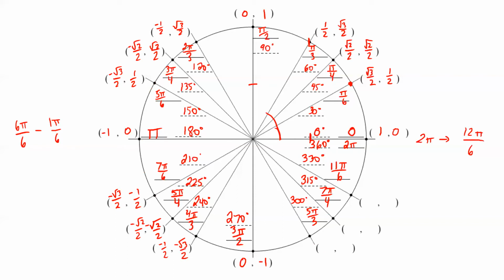And then same idea here, keep your x coordinate the same as the one you see up here, so +1/2, but then -√3/2. X will be √2/2 here, but y will be -√2/2 here, and x will be √3/2, but y will be -1/2. And that right there, we've completed the entire unit circle.